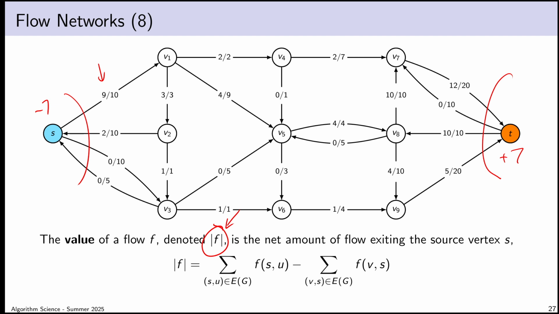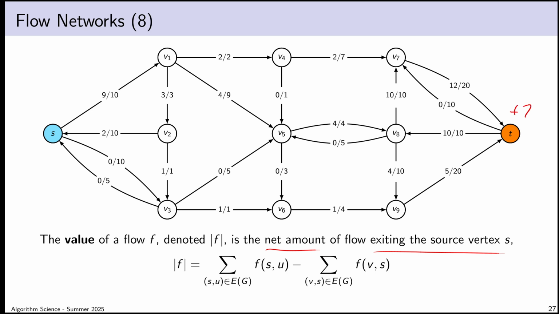In terms of giving that a solid numerical definition, I am going to define the value of a flow to be the net amount of flow exiting the source vertex S. Now in this graph, we observe that 7 units exit the source vertex S and 7 units arrive at the destination vertex T, at the sink. It turns out that if the flow meets the necessary constraints, we can expect that that will always hold. But as I said earlier, we can define flows that don't meet the constraints, that have invalid values, for example, sending 100 units across a particular edge.